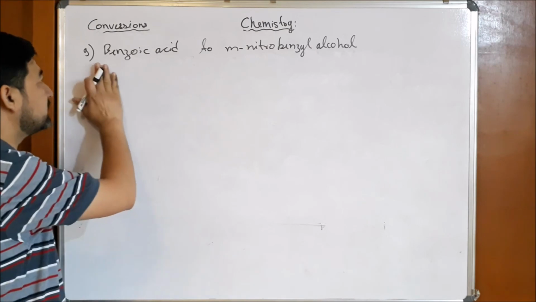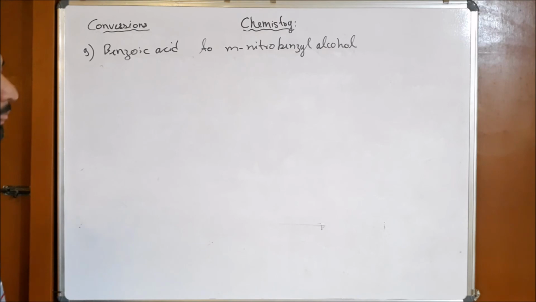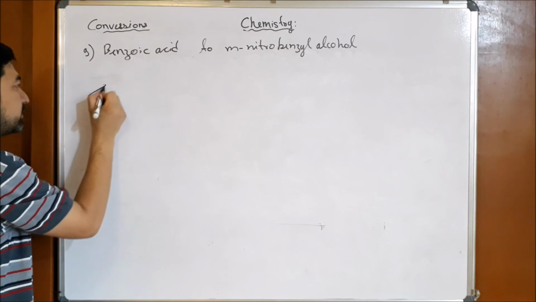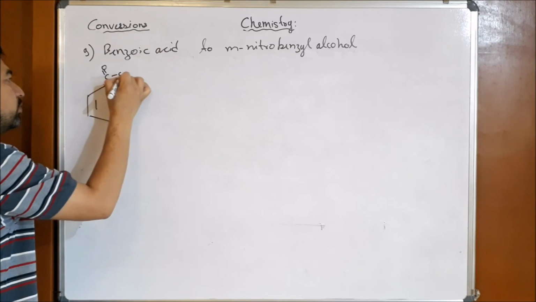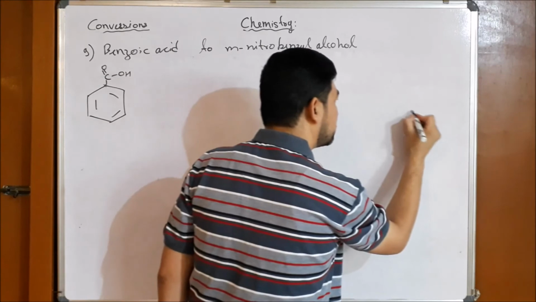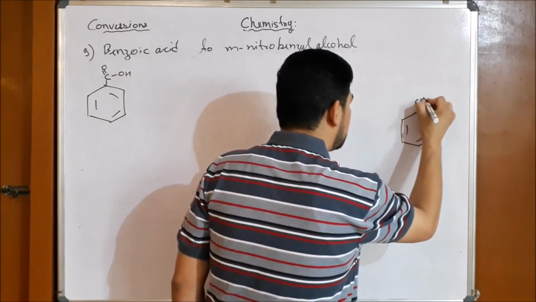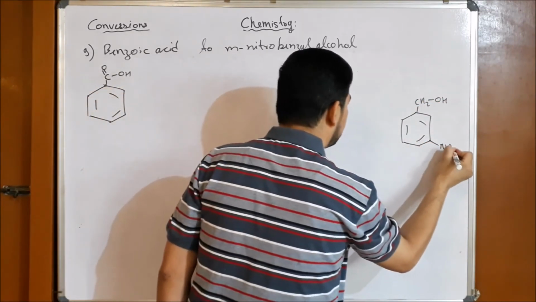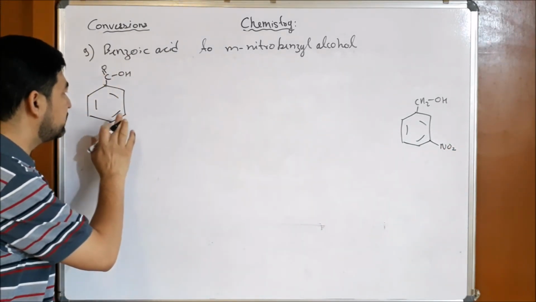The next one is benzoic acid to meta-nitrobenzyl alcohol. This is the last one for today's lesson. So first we'll draw the structure. Benzoic acid is benzene with C double bond O OH. And we have the meta-nitrobenzyl alcohol. Benzyl alcohol is benzene with CH2OH, and here is the meta-nitro. So nitro comes here.